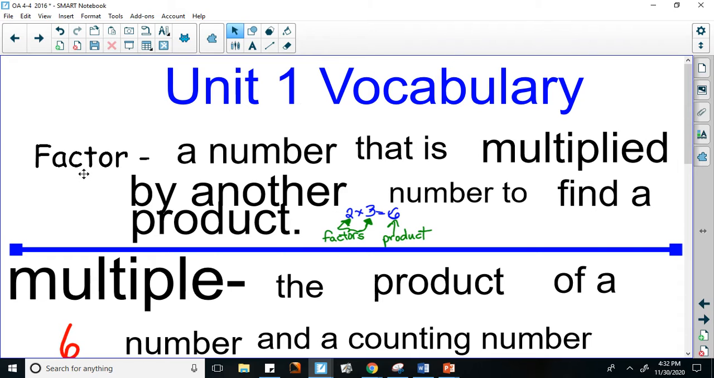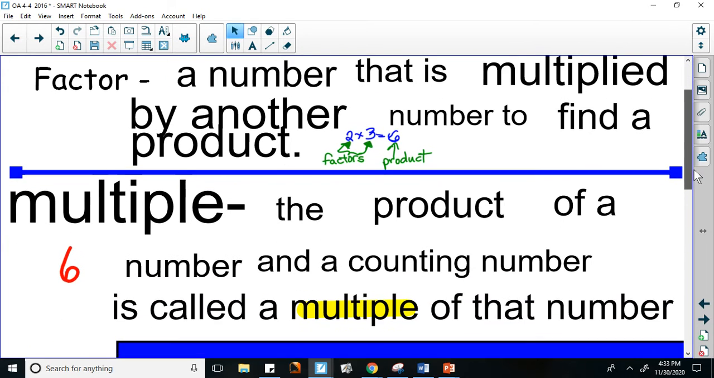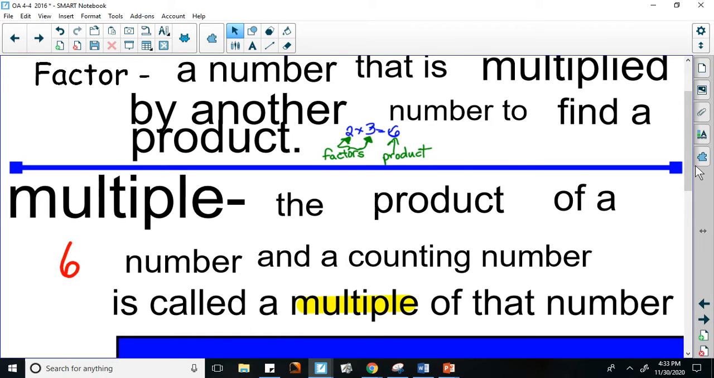Here's vocabulary. A factor is a number that is multiplied by another number to find a product. In the problem 2 times 3, 2 and 3 are the factors, and the answer is 6, so that's the product. The multiples are the products of, it's a product of a number and a counting number. So we're talking the answer to a multiplication problem. That is called a multiple of that number.